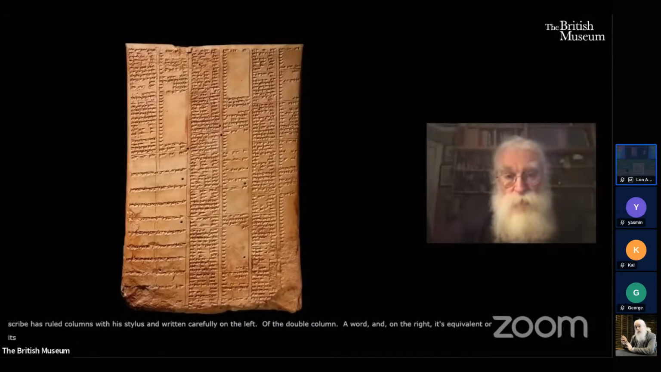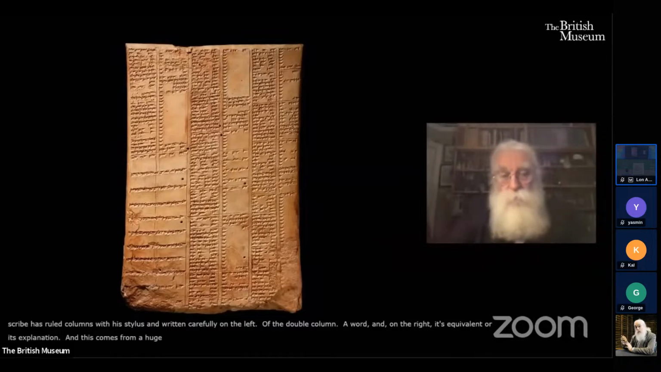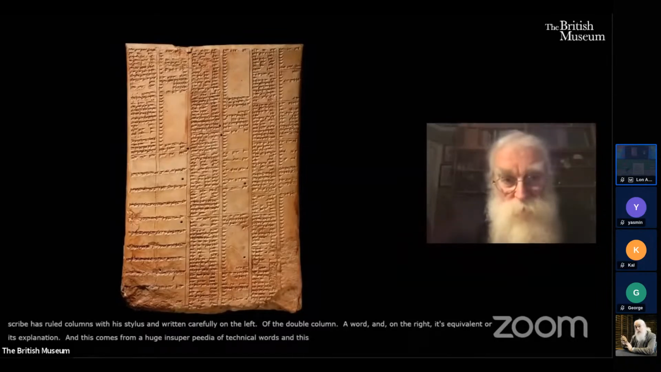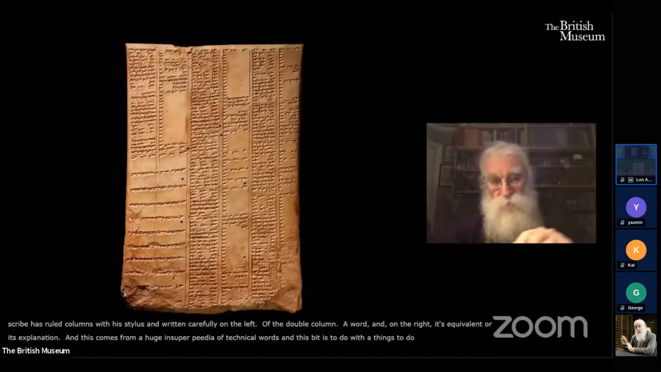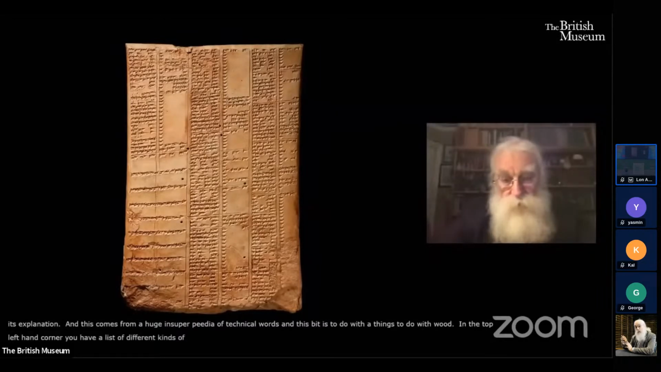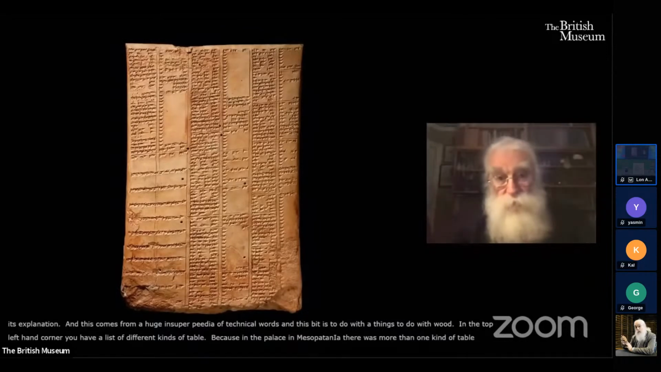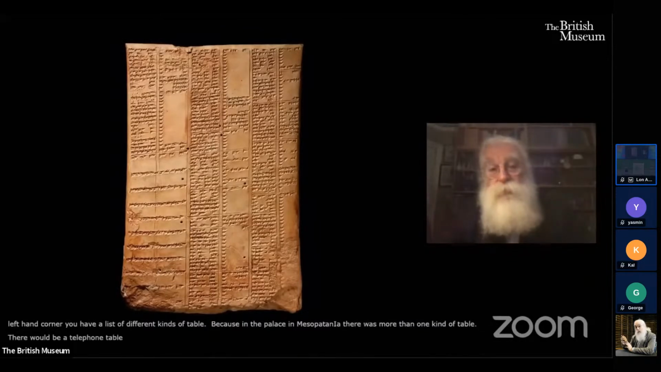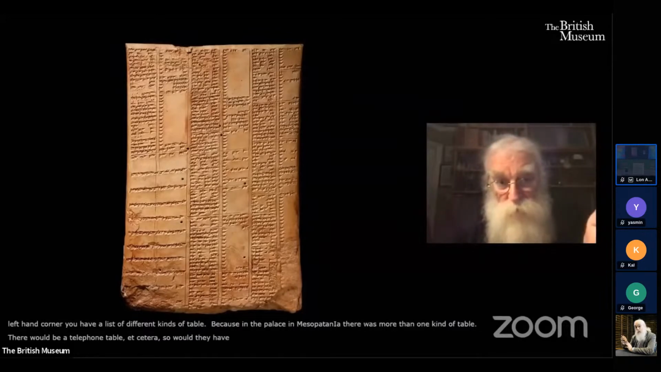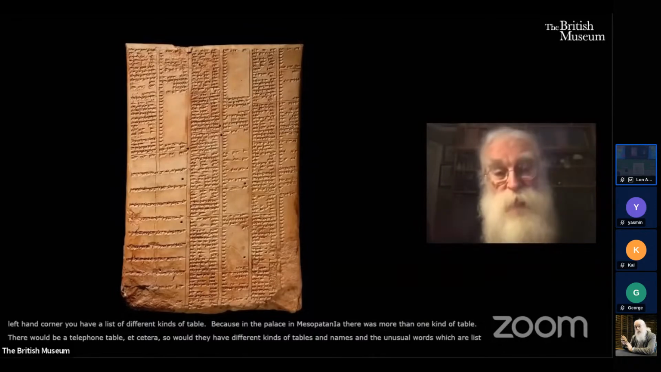And this comes from a huge encyclopedia of technical words, and this bit is to do with things made of wood. And in the top left-hand corner, you have a list of different kinds of table, because in the palace in Mesopotamia or in normal people's houses, there was more than one kind of table. We would have a telephone table, a billiard table, a drinks table, I don't know what. Well, so they had different kinds of tables, they had different kinds of names, and the unusual words which are listed in the left-hand column are explained as table.